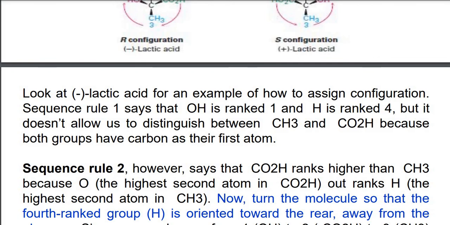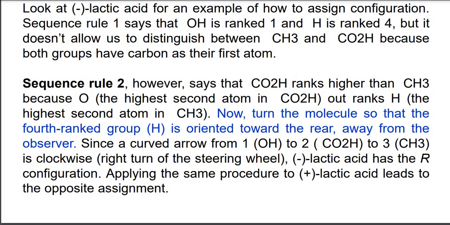So look at the negative lactic acid as an example of how to assign the configuration sequence. Rule 1 says that OH is ranked 1 and H is ranked 4, but it doesn't allow us to distinguish between the methyl and COOH groups, because both groups have a carbon as their first atom. Sequence rule 2, however, says that C double bond O, OH ranks higher than CH3, because O, the highest second-order atom in COOH, outranks H, the highest second-order atom in CH3.